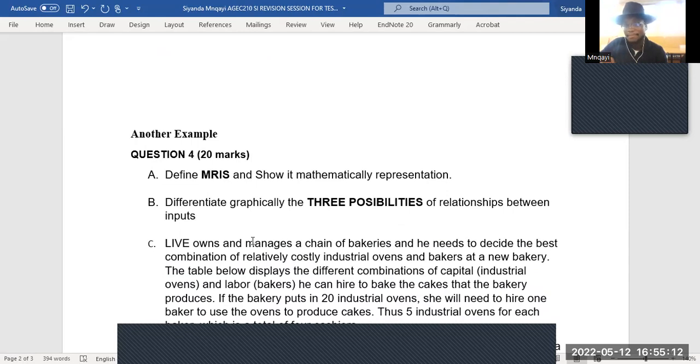You must remember the perfect substitution, the imperfect substitution, and the complement. But I will also go through that on its own, because I understand that you guys are going through a lot. So here comes the problem.